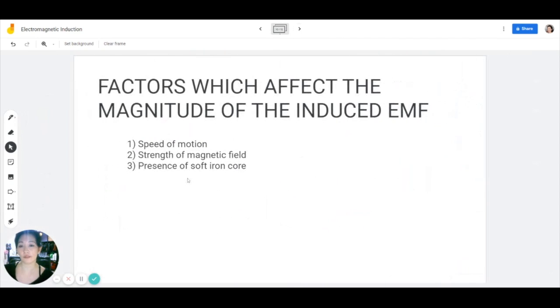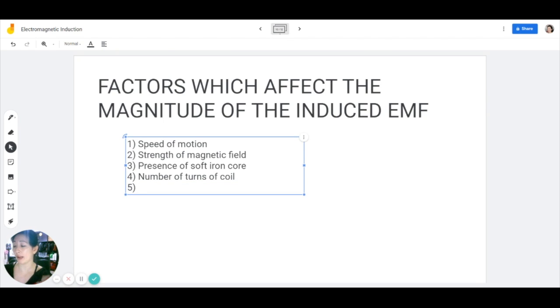Besides that, for the solenoid, you can increase the number of turns of the coil. The more turns there are, of course, the more wire that will be cutting across the magnetic field. So therefore, also higher induced EMF and current. Likewise, for the single wire, it doesn't work, but if you make it into a coil, like for a generator, that would also increase the induced EMF and current.